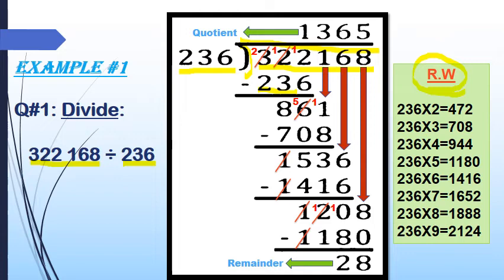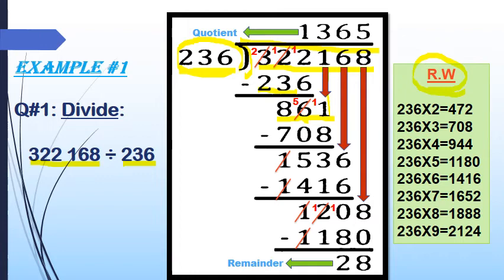So write 236 below the number 322 and then subtract as you normally do in subtraction sums. Now we get 86. After that, in the next step, carry down 1. Now divide 861 by 236. Now look at the rough column.